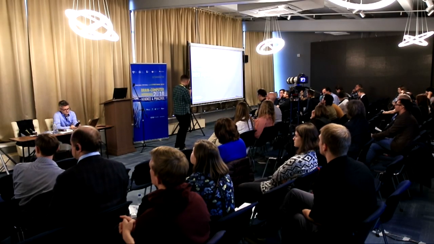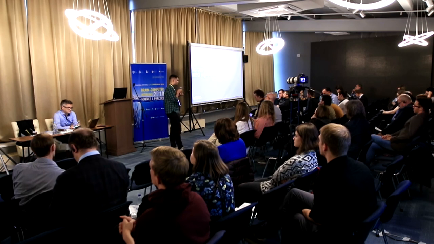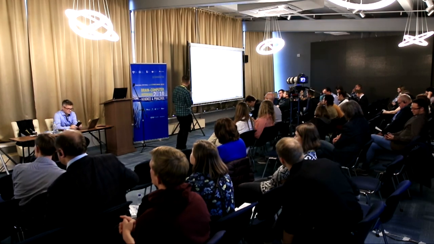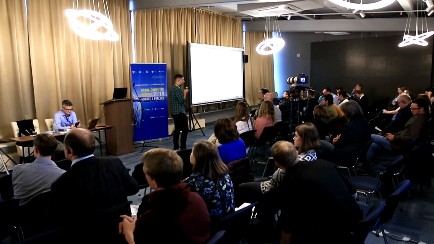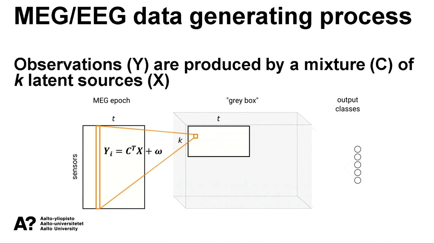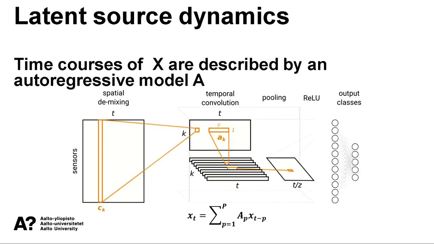Now I will introduce one of the models that we've been developing, which was published this year. We decided to build our own classifier for MEG signals based on what we know about how MEG is generated. We know two things: the observations in sensor space are produced by a small number of simultaneously active latent sources, which we don't observe directly, and the time courses of these latent sources can be reasonably well approximated by an autoregressive model. So the neural network based on these two pieces of knowledge would look like this.